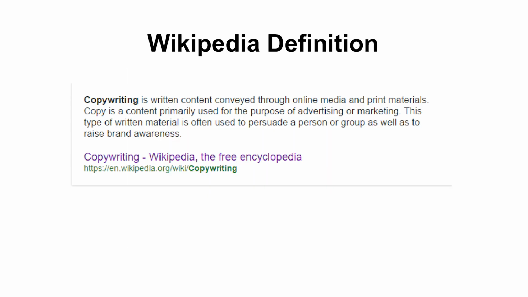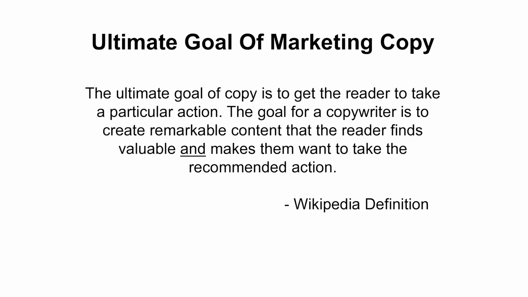Now, according to Wikipedia, copywriting is written content conveyed through online media and print materials. So therefore it's used to persuade a person or group as well as to raise brand awareness. But what I also liked was the continuation of the ultimate goal of marketing copy, and this too was in Wikipedia, and it says the ultimate goal of copy is to get the reader to take a particular action.